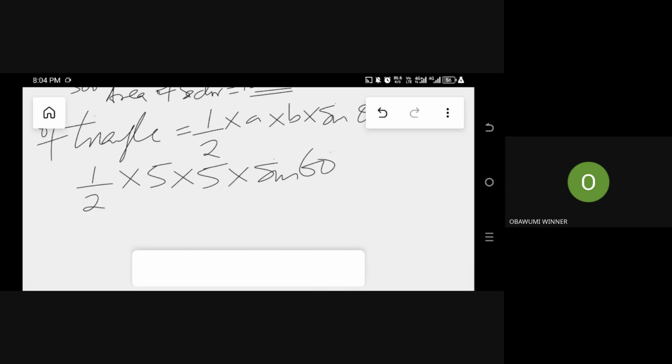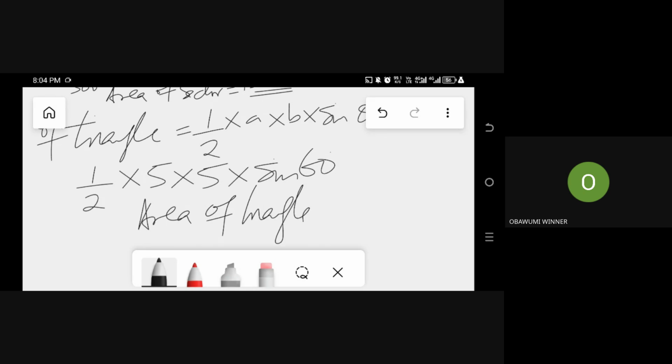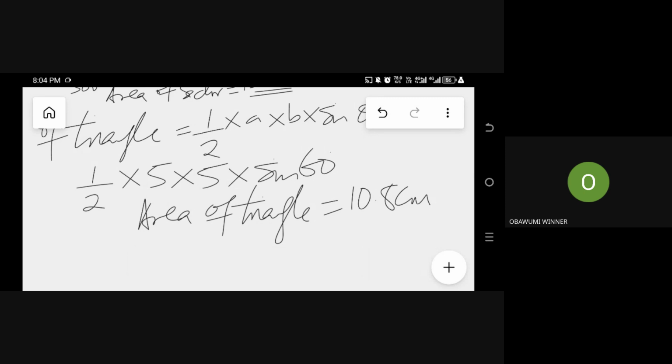10.8. So the area of the triangle is equal to 10.8 centimeters squared. That's the area of the triangle. Area of triangle is 10.8. That's what we have, 10.8.